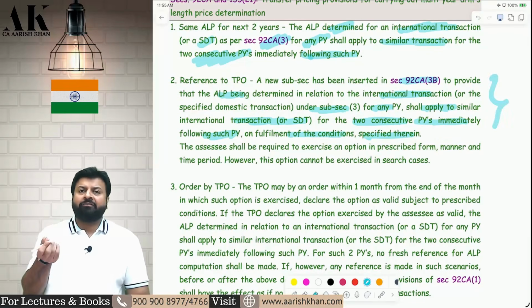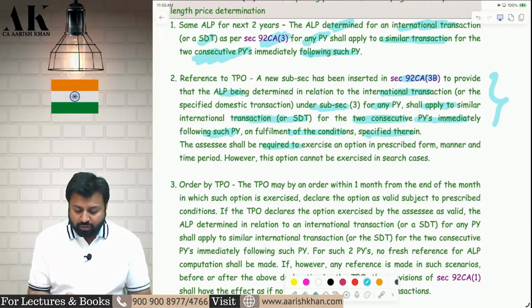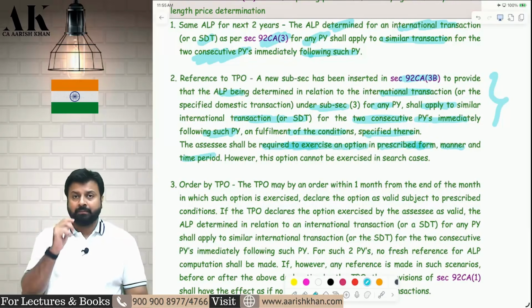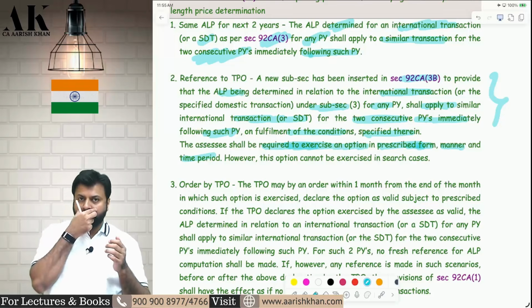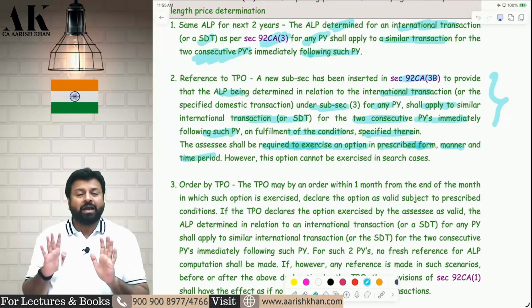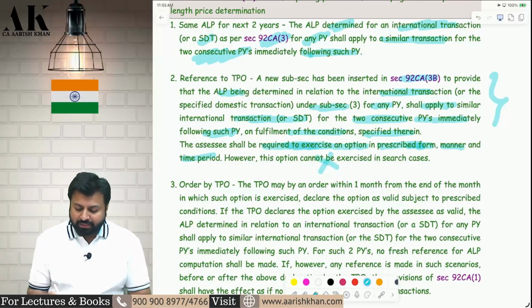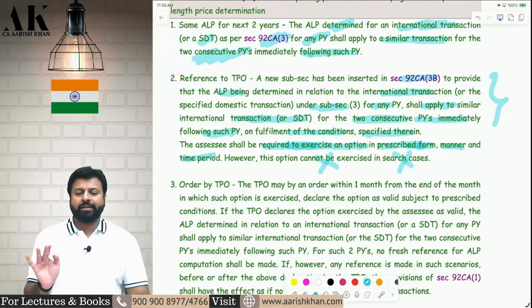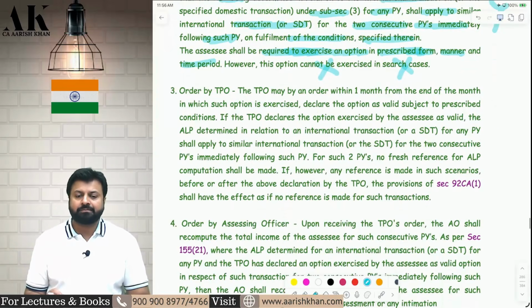Now, how to opt for this? You have to file an option. You have to file a form. The assessee shall be required to exercise an option in prescribed form, manner and time period. So what is that form number? I don't know. By when I should fill that form? That I don't know. Time limit will be prescribed by the law. I don't know what is the time limit. This option cannot be exercised in case of block assessment. In case of search cases, this option is not valid.